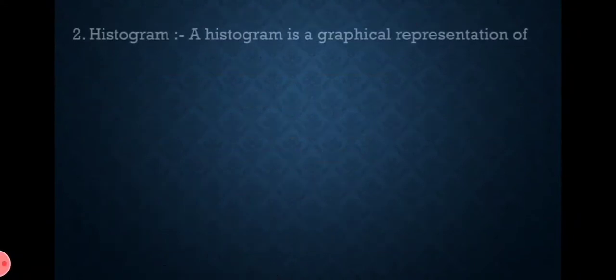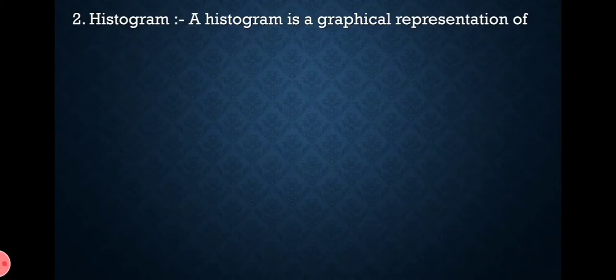Another type of graph is the histogram. This is also something we have studied in lower levels, but let's once understand what it is. A histogram is a graphical representation of a frequency distribution. Means whatever frequency distribution tables we are making, for that. And this is used for grouped data. Means for very large numbers of data we use a histogram.